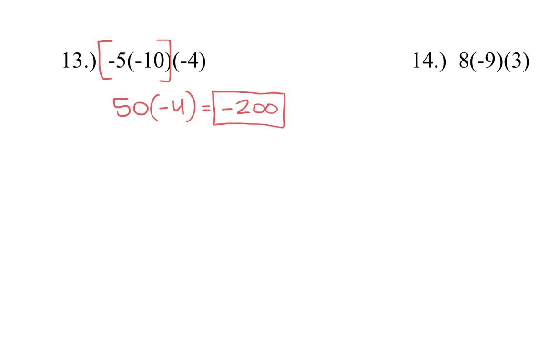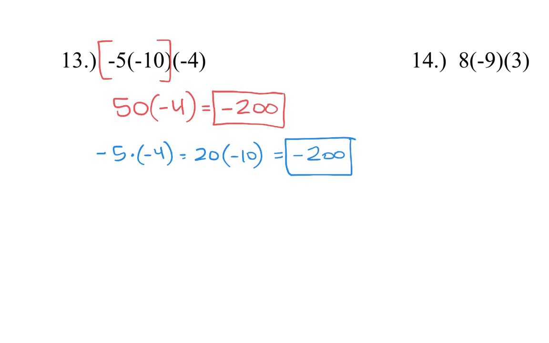The next thing I want to point out about number 13 is, as we've talked about with addition, in multiplication, you can multiply these numbers in any order. So there are other ways that you could solve this problem. You could also do -4 times -5 first, and that gives you positive 20, and then multiply by -10, and that would give you -200.